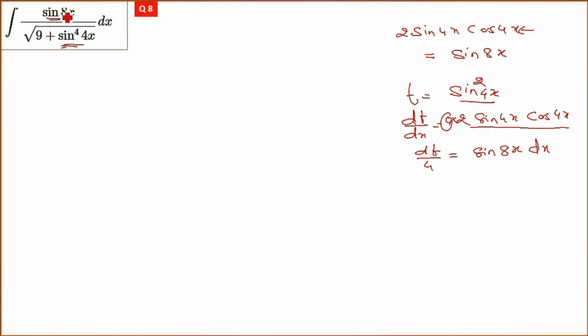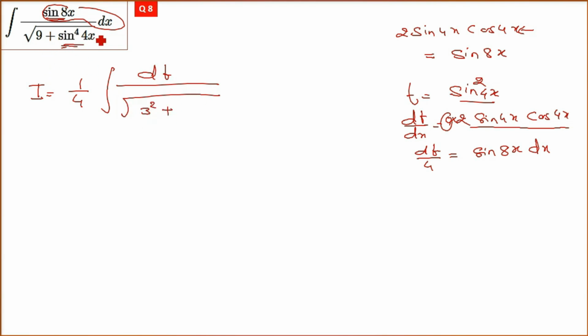So on the right hand side, what do we get? We got the numerator. So this integral in terms of t is dt by 4 for sin 8x dx. So 1 by 4, I am taking this. This will be dt divided by under root 9 plus, and this 9 is 3 square, and sin square 4x is t, so this will be t square.